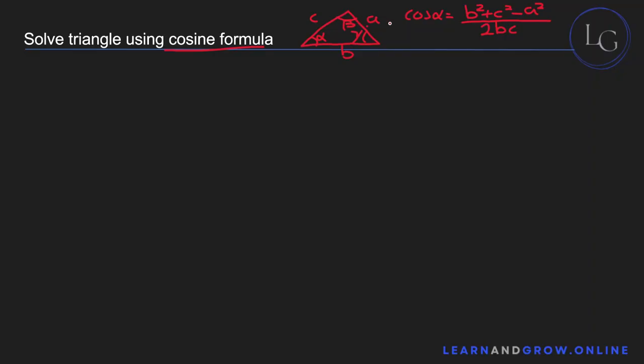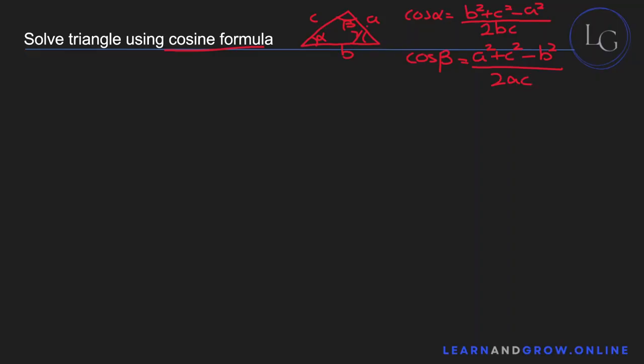So now, for example, if you had to find cosine of beta, you would use the same logic. First of all, the sum of the squares of the sides that make up the angle beta, which are C and A. So A square plus C square minus the side that is opposite to the angle beta, which is B. So B square, over 2 into AC.